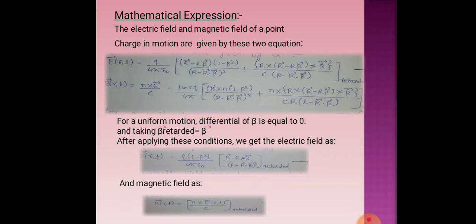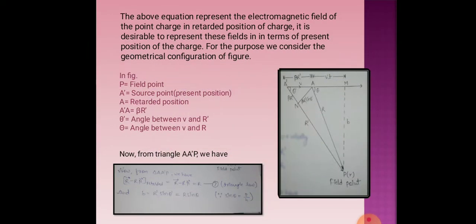For a uniform motion, beta dot is equal to 0, and taking beta retarded equal to beta, after applying these conditions we get the electric field E(r,t) and magnetic field B(r,t) shown in these two equations, where E(r,t) is equal to q (1 minus beta square) upon 4 pi epsilon naught, (R minus R beta) upon (R minus R dot beta) whole cube. The above equation represents the electromagnetic field of the point charge in terms of the retarded position of the charge. It is desirable to represent these fields in terms of the present position of the charge.